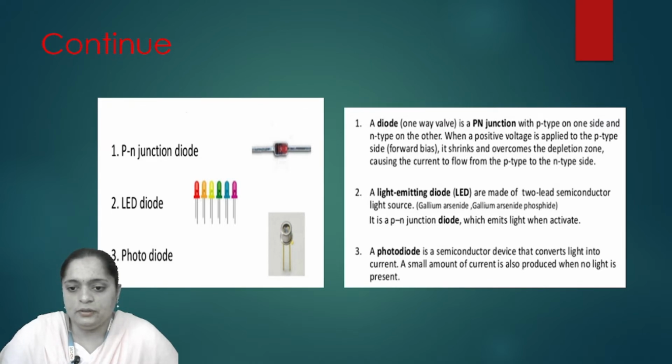And the last one, the photodiode. A photodiode is a semiconductor device that converts light into current. Already I have told that a small amount of current is also produced when no light is present. This is an extra point regarding a photodiode.